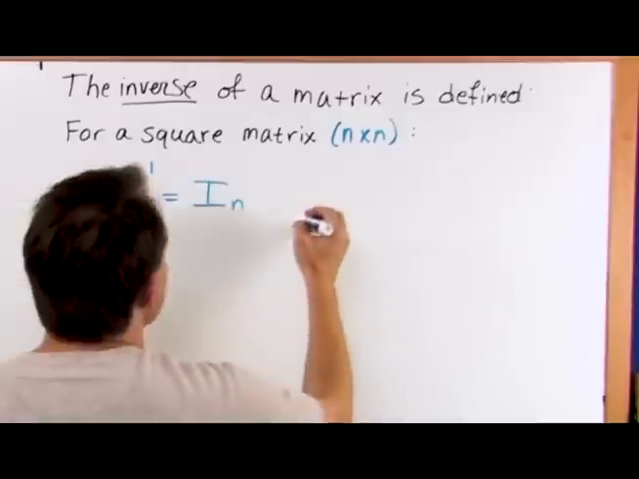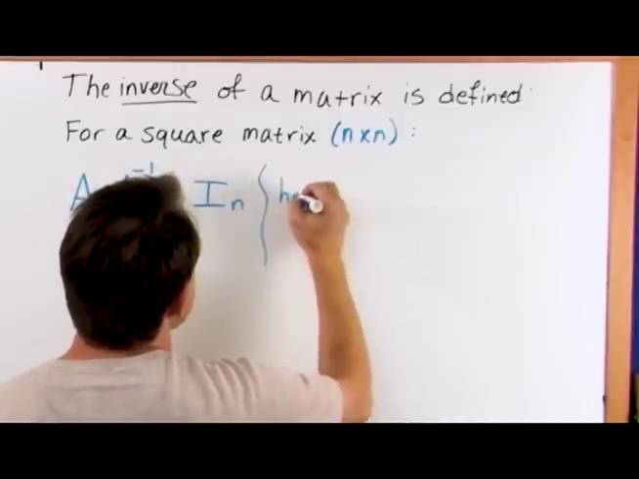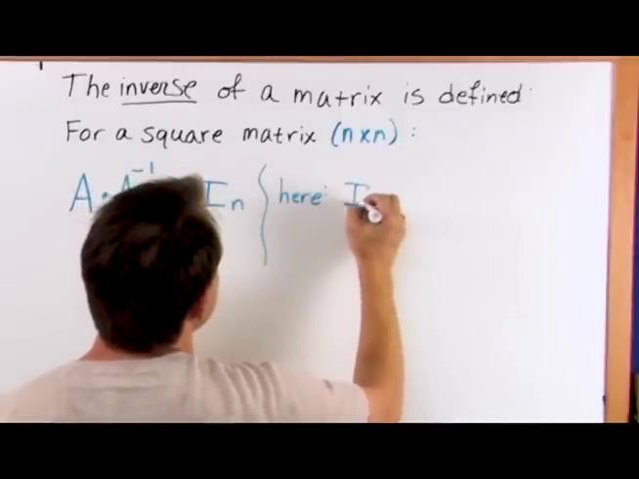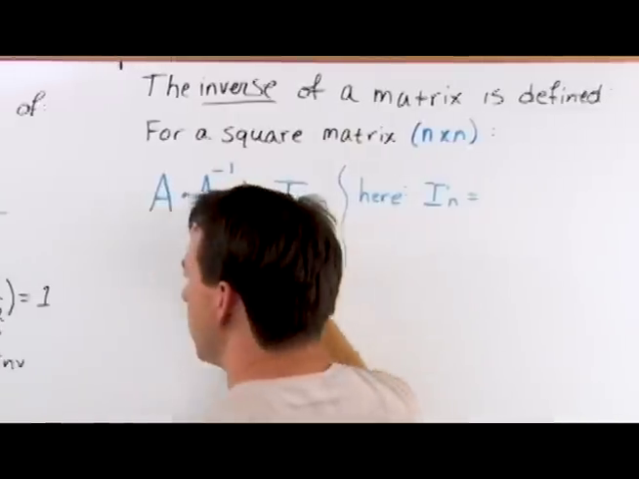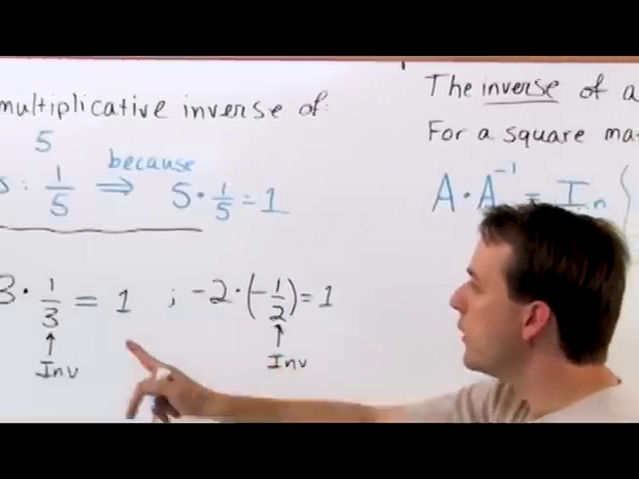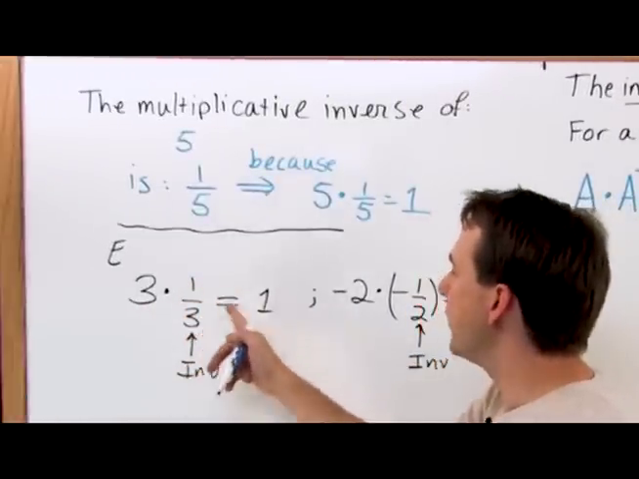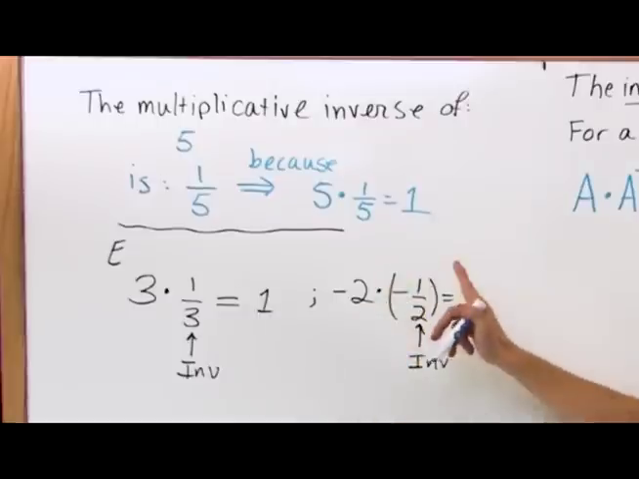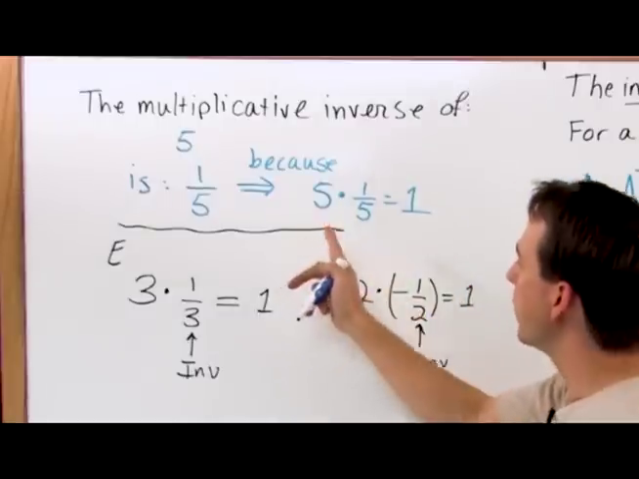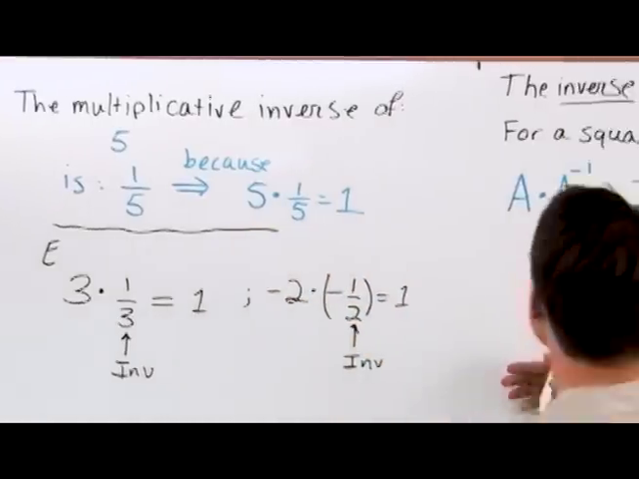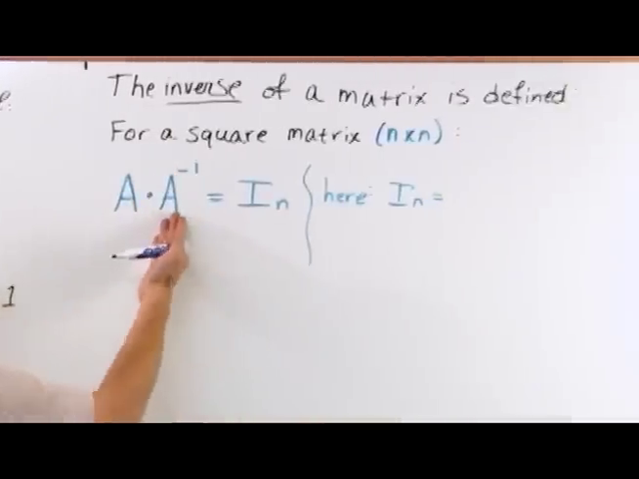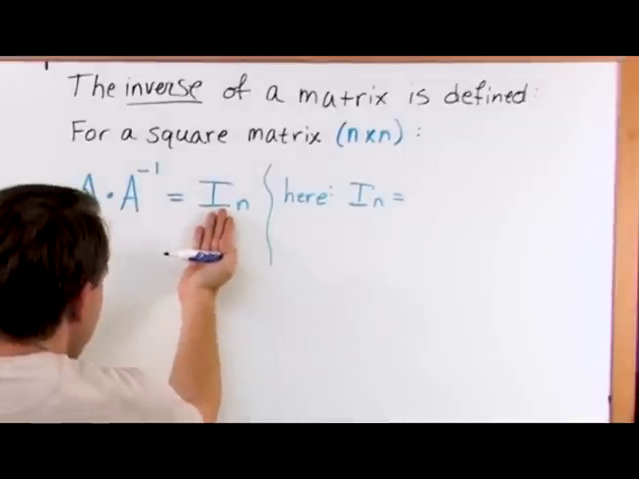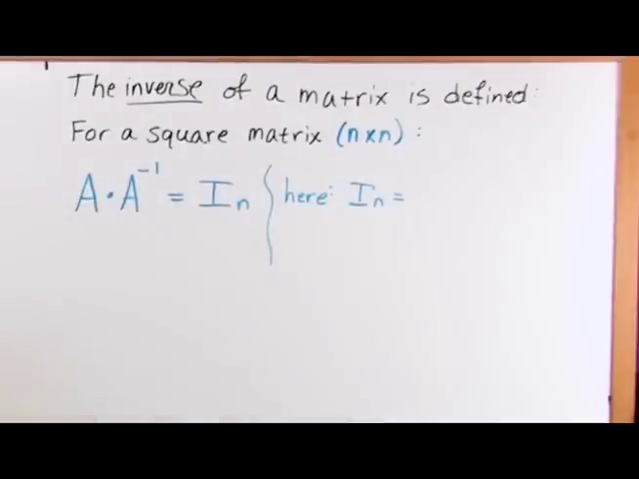Okay, so here, I sub n is very simple. You remember back before we were talking about the multiplicative inverse. Take a number, multiply by its inverse, you get a number 1. Well, here, we take a matrix, multiply it by the inverse matrix. We're not going to get a number 1. We're going to get another matrix. Okay, we already talked about that.